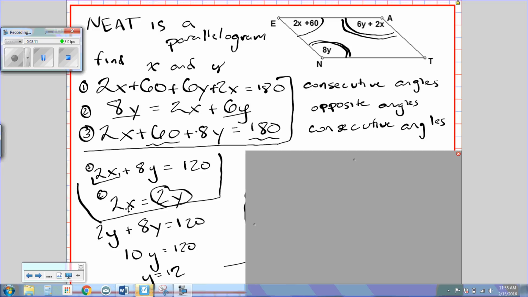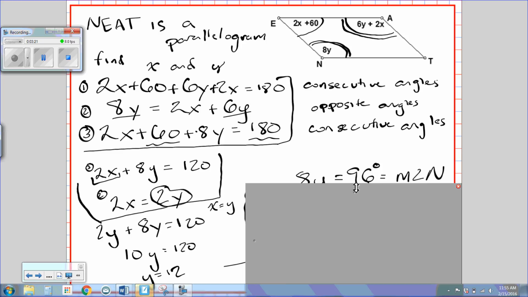One important thing to notice is that if 2x equals 2y, that means x equals y. It's going to come back in a second. So, as a way of checking my work, I'm going to plug that back in to angle N, and I'm going to get that angle N is 96 degrees. That's going to come up in a second.